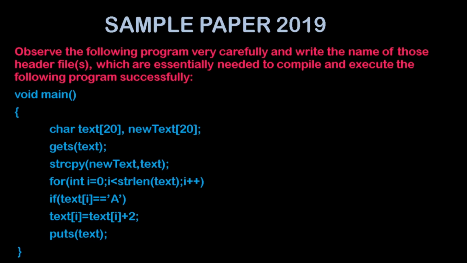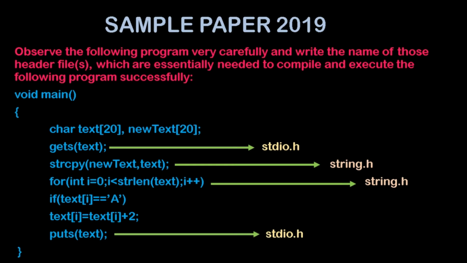So first of all, before answering this question, you have to find out what are the functions present in this code. Then we will look for the header file. So if you see here, you have the functions like gets, strcpy, strlen, and puts, which are the 4 functions present here. And the answer for this question is: gets is present in stdio.h, strcpy is in string.h, strlen is in string.h, puts is in stdio.h.